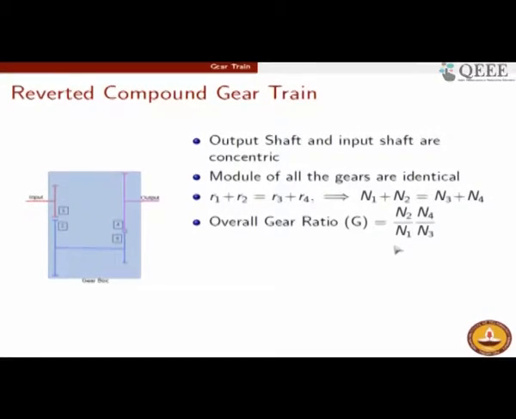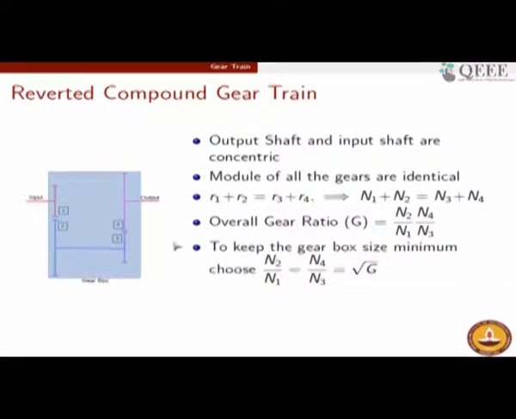As we derived for the case of compound gear train, the same formula will go through, and the overall gear ratio again will be determined by the gear ratio at the first stage multiplied by the gear ratio in the second stage. The gear ratio in the first stage being N2 by N1, the gear ratio in the second stage being N4 by N3. So this is the overall gear ratio.